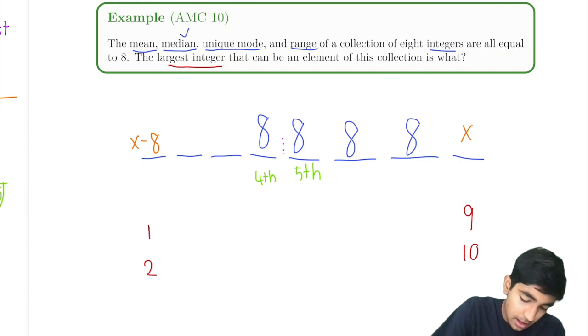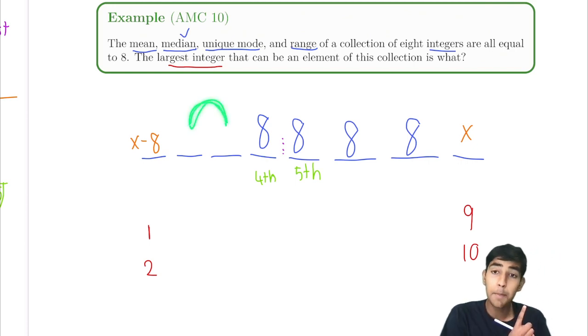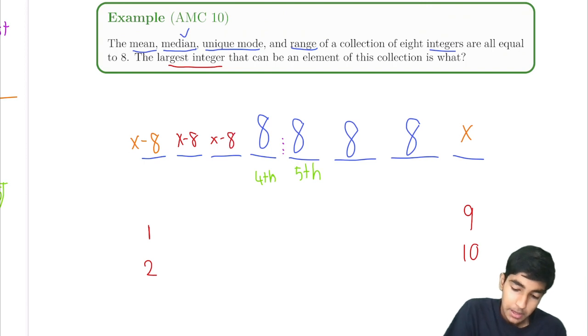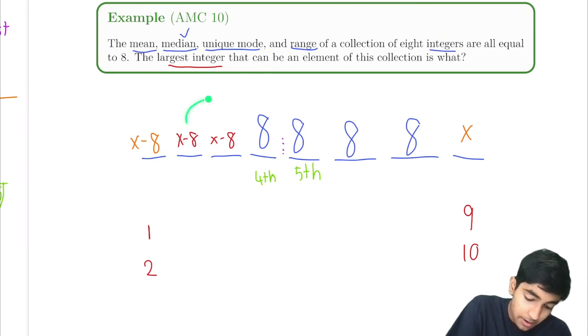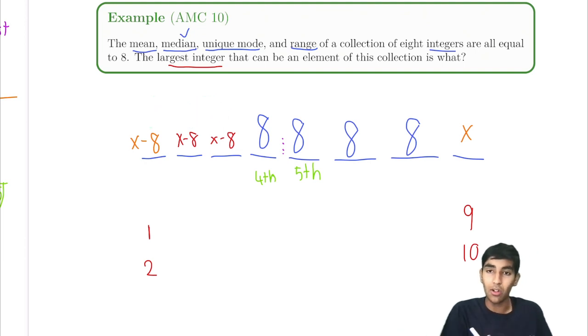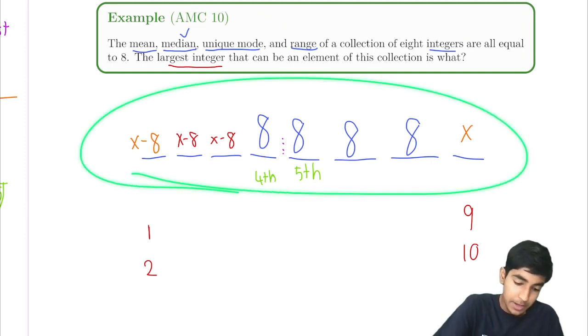Okay, now what about these numbers? The minimum possible value for those numbers is just going to be equal to the minimum number, x minus 8. Why? Because these two numbers have to be greater than or equal to that number, and the minimum value is when they're equal, because you don't want them to be way greater than, right? So now we have that these are our numbers, and they have a mean of 8.